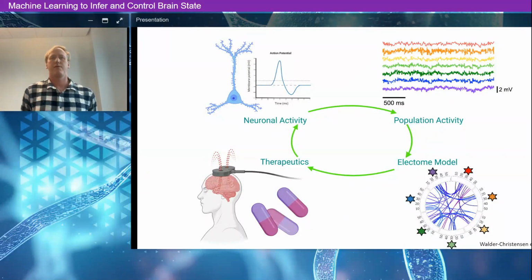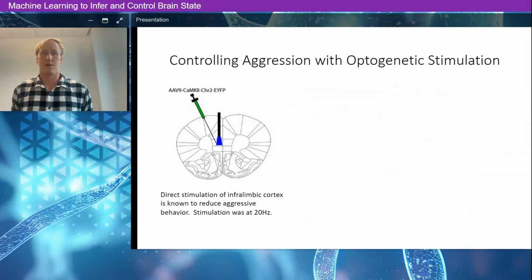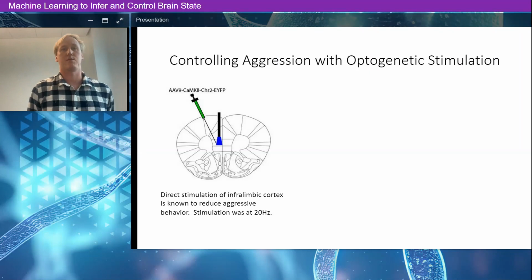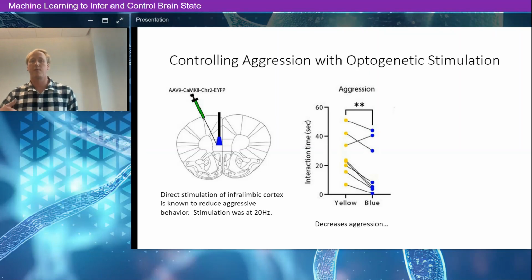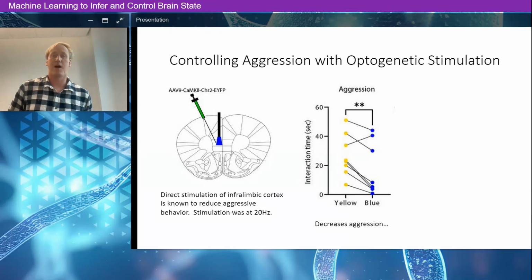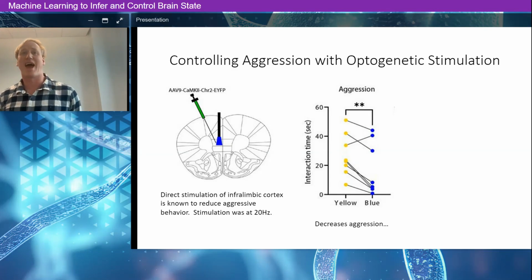Okay, so we first started out by looking at a neurostimulation which was known to try to decrease aggression. What we've done here is direct stimulation of the infralimbic cortex at 20 hertz. And what you can show is that if we look at a color that the neurons are not supposed to react to, which is yellow, there should be no intervention, versus a blue light, which will actually manipulate these cells and make them fire. We can show that when we do this, we get a very significant decrease in the amount of time spent attacking. So when you do this sort of intervention, you are seeing a lot of decrease in attack bouts and also in attack time.